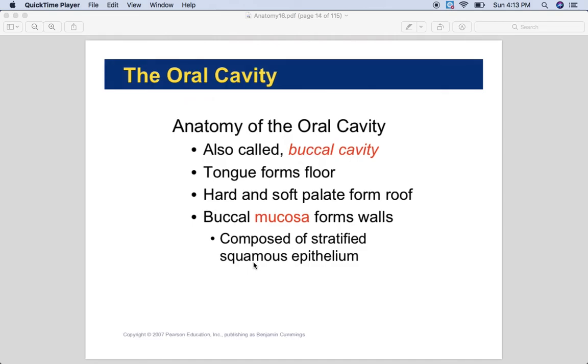Your mouth is also sometimes referred to as your buccal cavity. That root word may sound a little bit familiar if you think back to muscles and you remember the buccinator. That was the blowing muscle. That is because the word buccal refers to the mouth area.